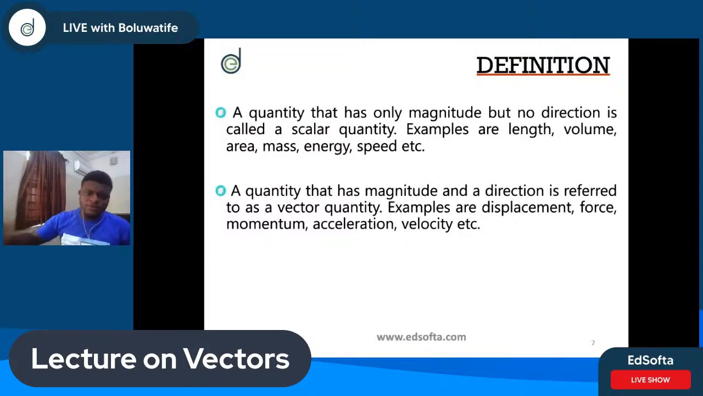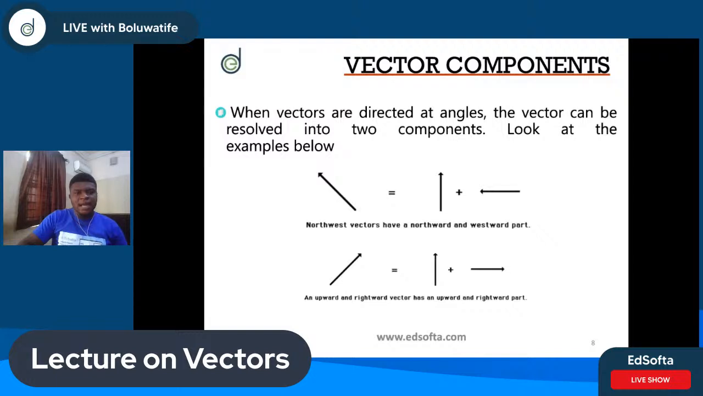Yeah, so same thing goes for acceleration and momentum. So basically, that's what scalar and vector quantities are. So now, as you can look at this, when vectors are directed at angles, the vectors can be resolved into two components.